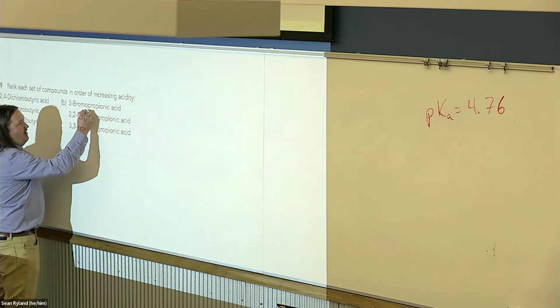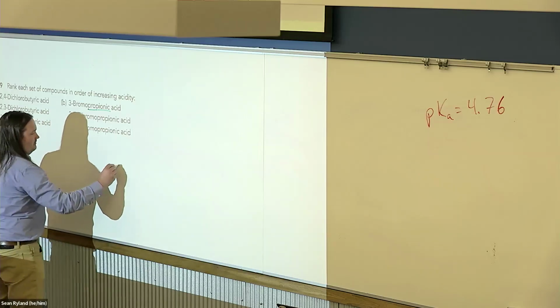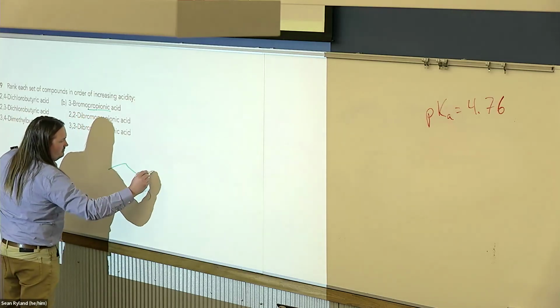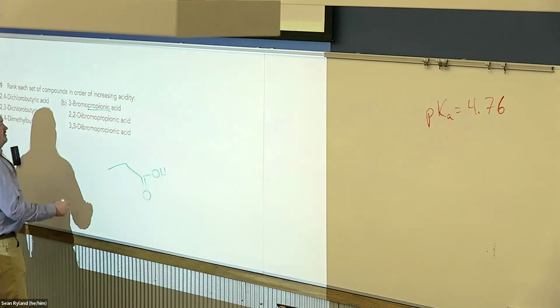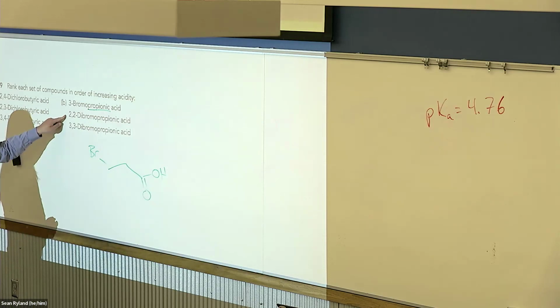And you probably guessed by the root there, David, but we talked about propionic being the old school way of saying propanoic. So 3 carbons. So 3-bromo, 2,2-dibromo or 3,3-dibromo. Most acidic, least, middle.